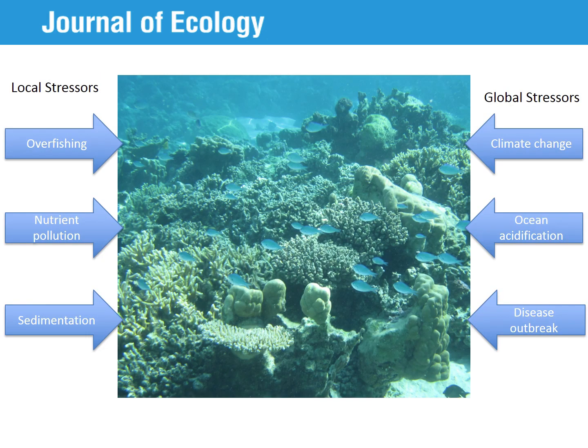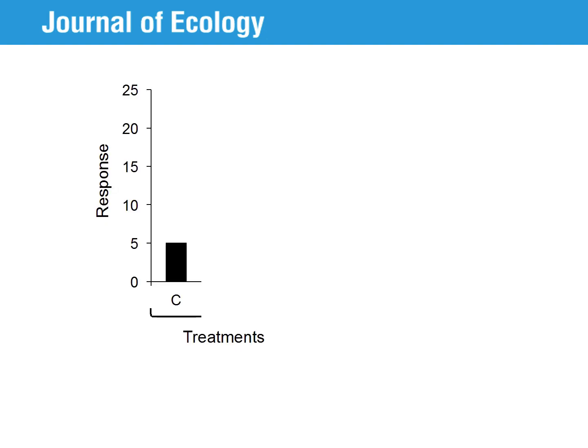All ecological communities are subjected to stressors, both at a local and global scale. These stressors typically do not occur in isolation. Rather, communities face these stressors simultaneously. This matters because stressors can interact with each other or modulate each other's effects. To clarify, I will walk you through a scenario.